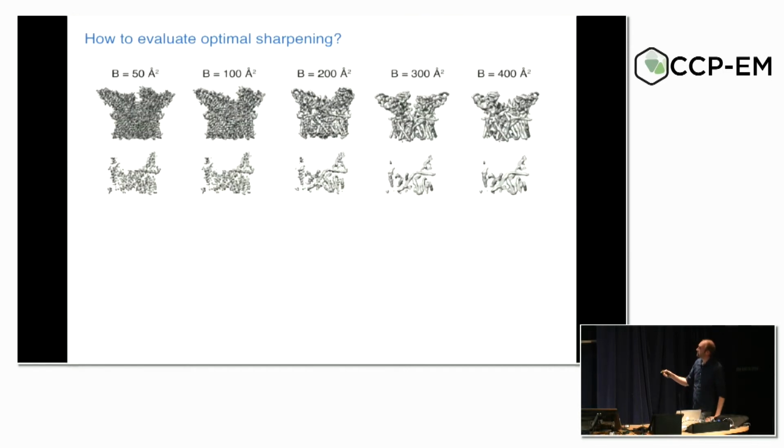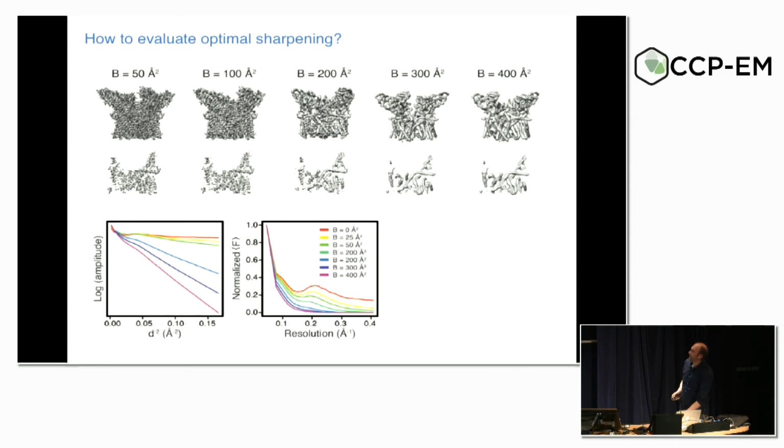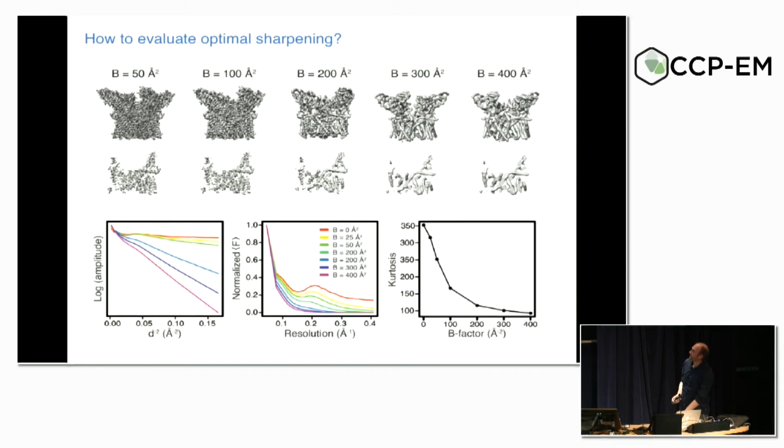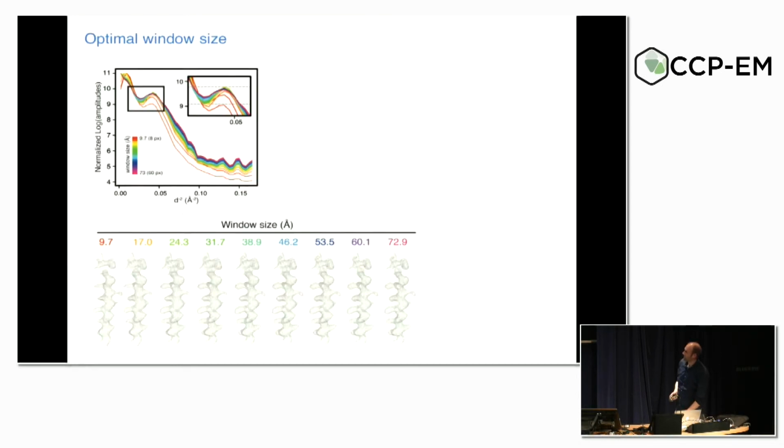You can, of course, also do this with an entire map. And you can evaluate this again, and basically this looks the same. So you can see this trend coming up as well. You can use other ways to determine whether your map is optimally sharpened. So kurtosis is a measure that has been introduced by Pavel Afonine from the Phenix Consortium that basically looks at the peakedness of your map. And we see that this actually nicely correlates with using the secondary structure profile.